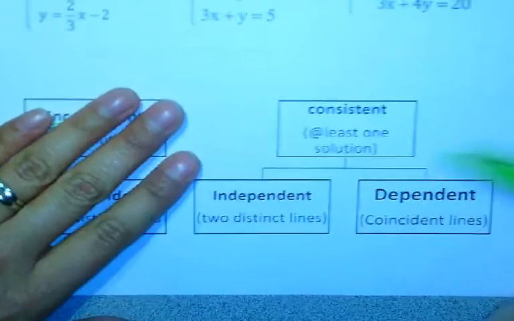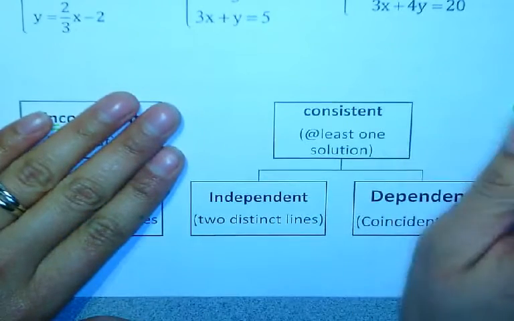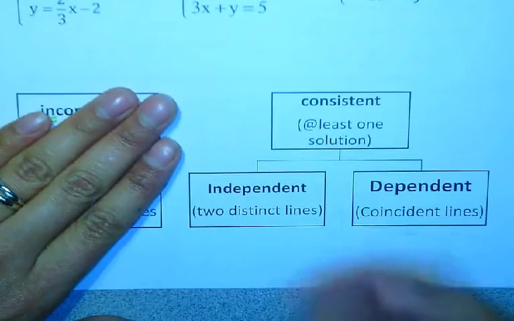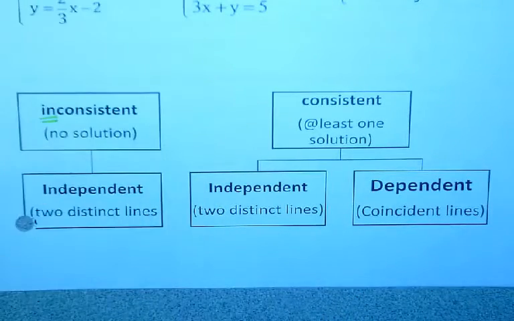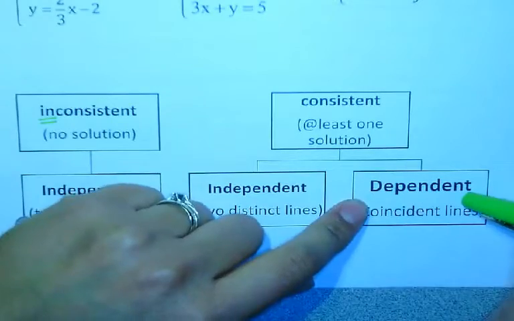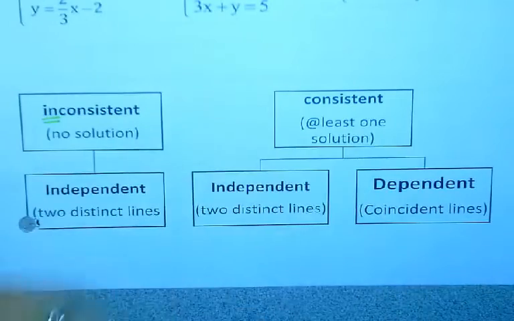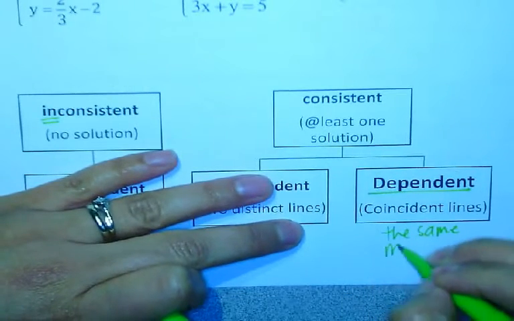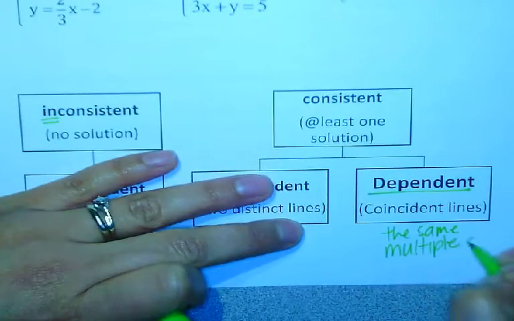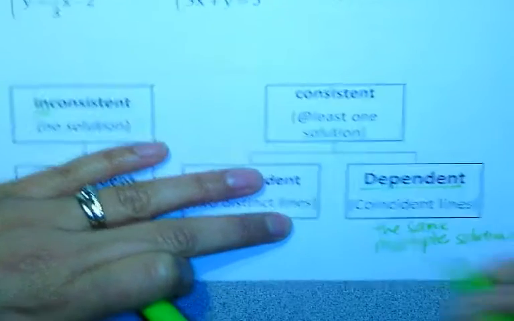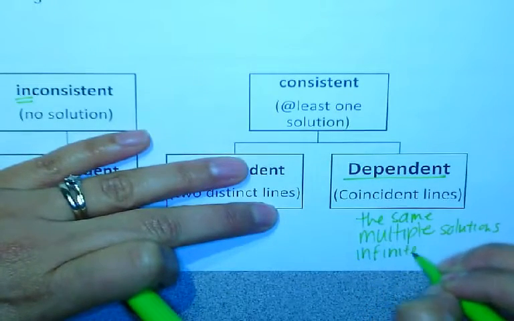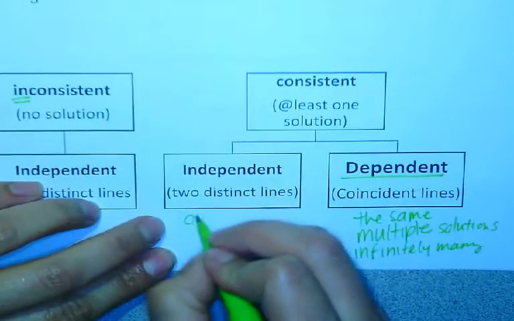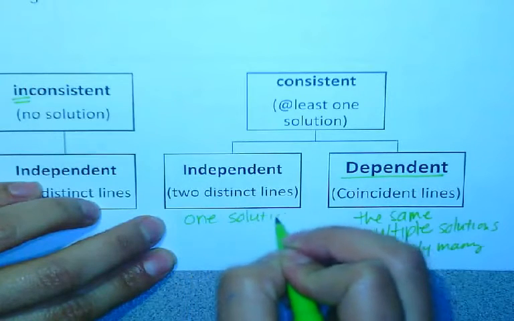On the consistent side, when you have at least one solution, that means one or more. You can have two different scenarios. Independent would be when, again, you have two distinct independent lines. And dependent would be if you have coincident lines, which are like the same lines. So in the dependent case, you have multiple solutions, and we call it infinitely many. In the independent case, you have only one solution.